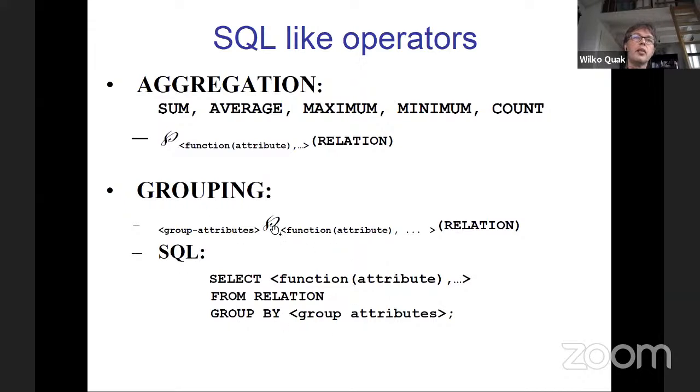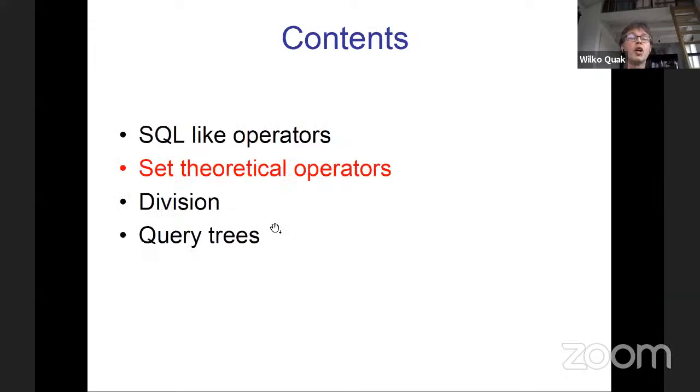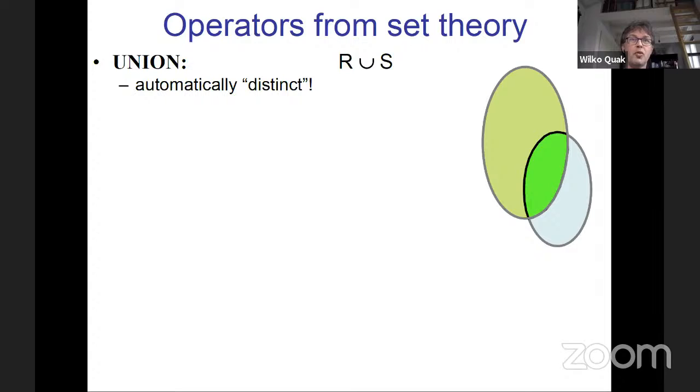And then you have grouping. You put the group attributes before this weird operator. So this is basically it. If you've seen the rules for how you translate SQL statements to relational algebra operations, then you know how to translate a SQL query to a set of mathematical operations. And you need to know a few more.